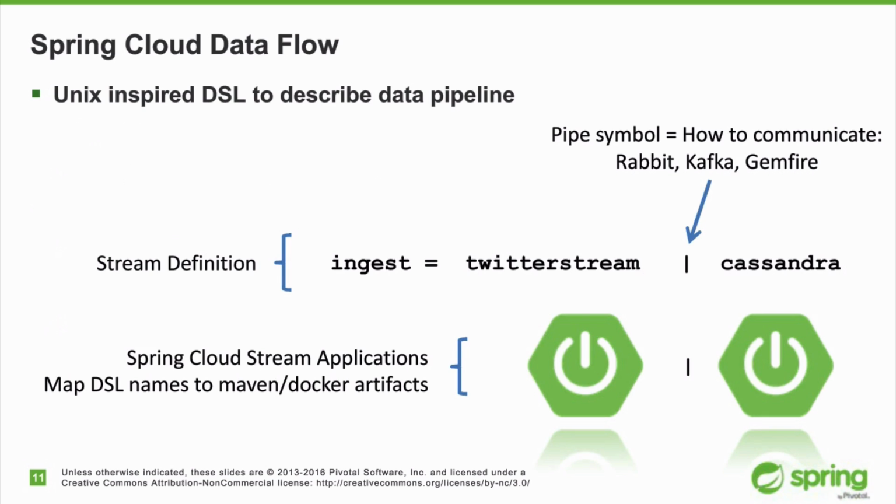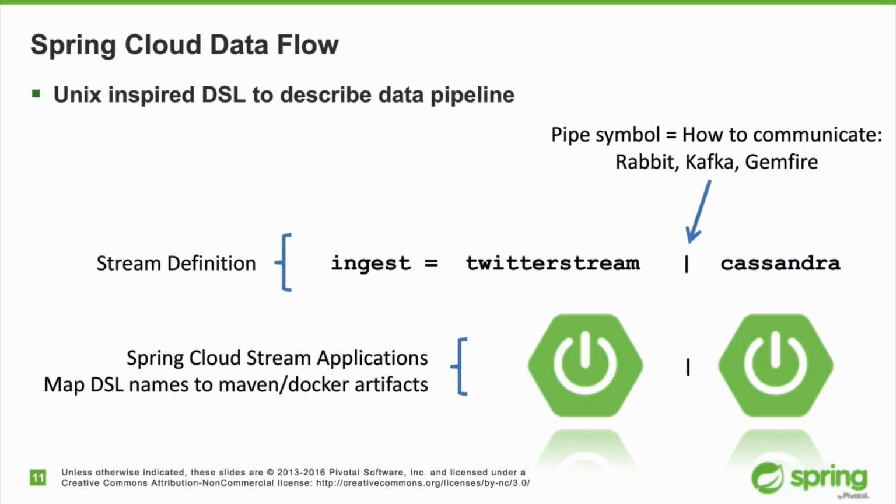Okay, and so we have with Dataflow this DSL that's inspired by Unix pipes and filters. Basically what you do is you define a stream where the tokens in the stream are going to be the names of applications that you've registered. So in this case, Twitter Stream and Cassandra are two Spring Cloud Stream applications that you want to run, but you want to run them together. You could do that directly at the jar level because they're just Boot apps.